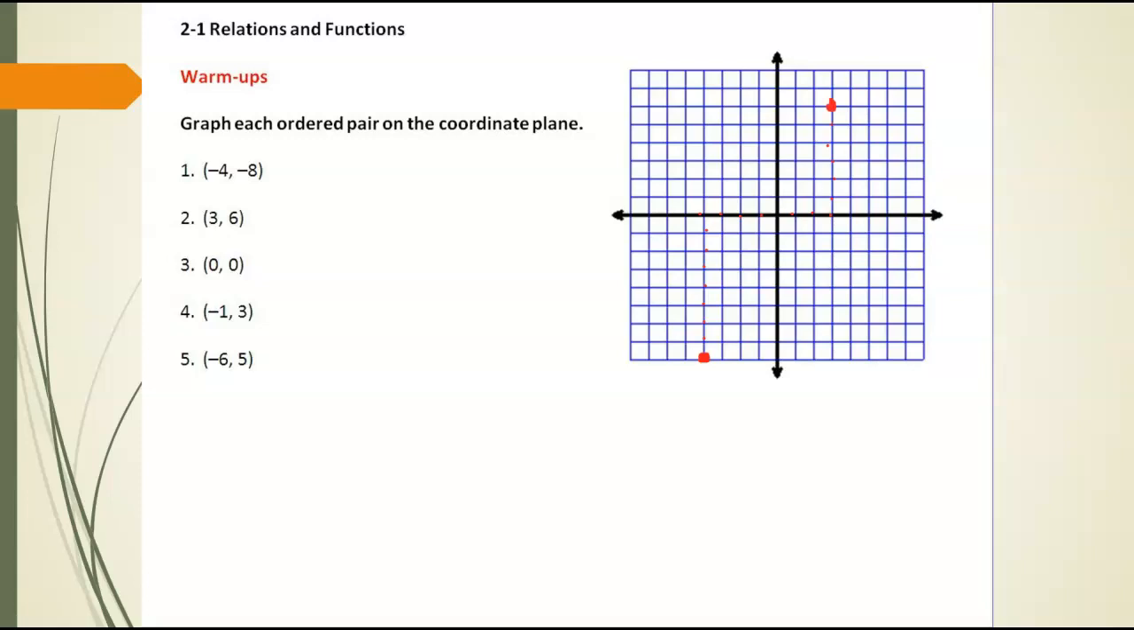(0, 0) is a special point. It is known as the origin. It is the center of the coordinate plane. It is where the x and y axis meet. (-1, 3) goes left 1 on x and up 3 on y. And (-6, 5) goes left 6 on x and up 5 on y.